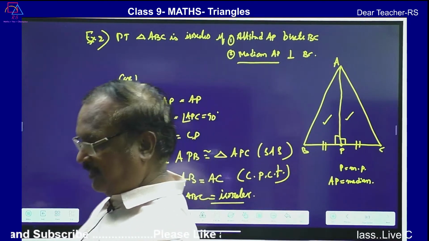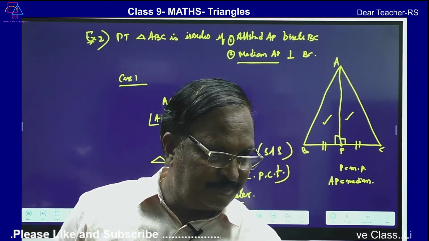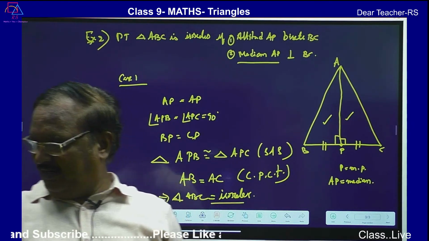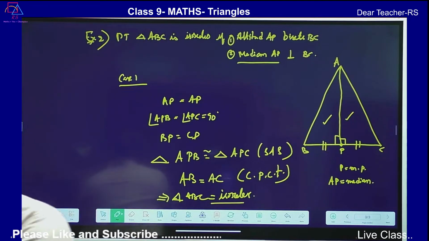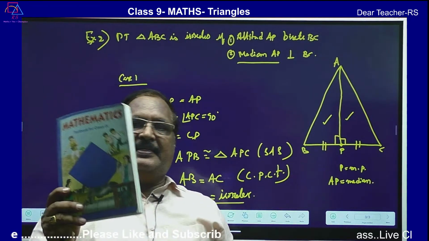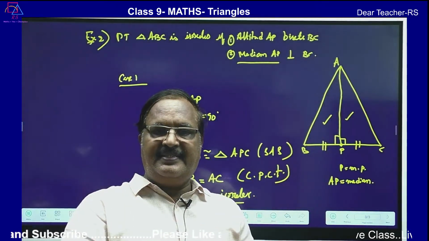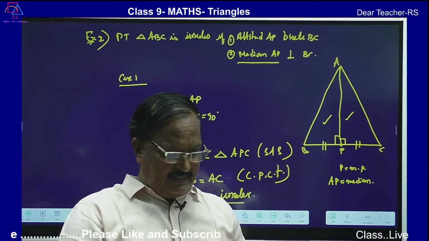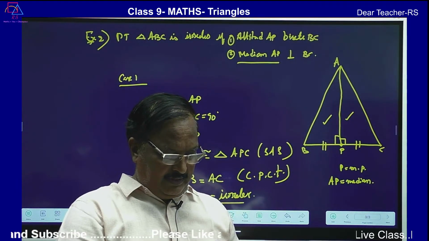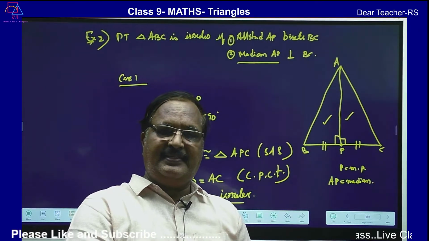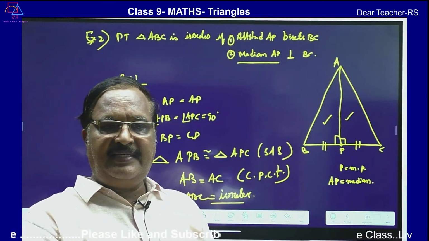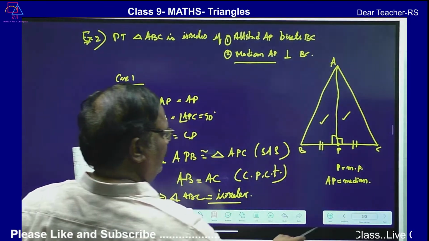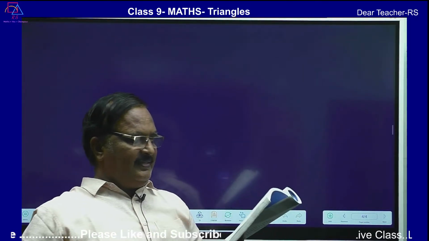So I will go to one more question. Shall we go through the textbook? I will take the textbook and do some questions from it. This is your 9th class NCERT textbook. I am opening congruent triangles, and I am opening the 7.2 exercise. Okay, so now let me do the 7.2 exercise.